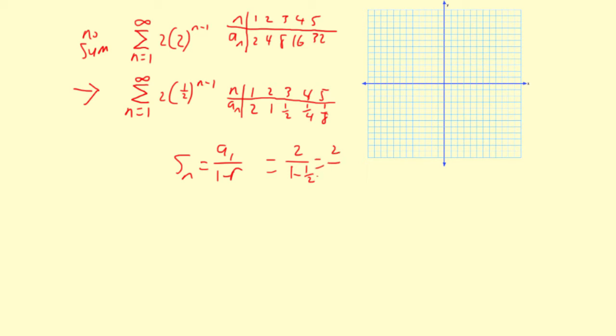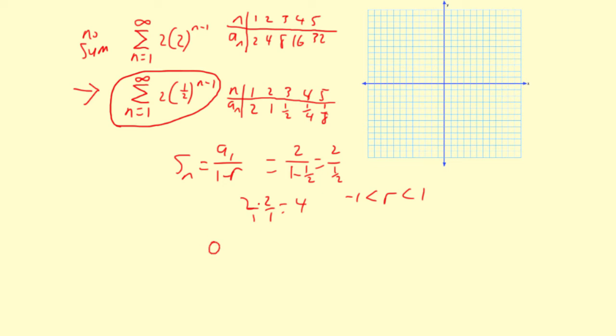That equals 2 divided by 1 minus 1/2, which is 1/2. 2 divided by 1/2 is the same as 2 times 2 over 1. Well, that's simply 2 times 2, which is 4. So the sum of this infinite geometric series right here is 4. And this only works if you have a ratio between -1 and 1.